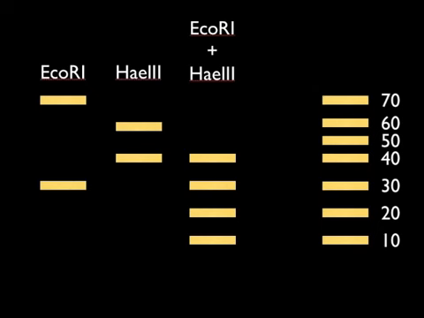Students should add up the fragment sizes for each digest, and they should all be equal. This is the total plasmid size. So as you can see, EcoR1 has a 70 and a 30 kilobase size fragment, which equals 100. For HAE3, there's a 40 and a 60 kilobase size, which is another 100. And then for the double digest, there's a 40, 30, 20, and 10, which altogether equals 100.